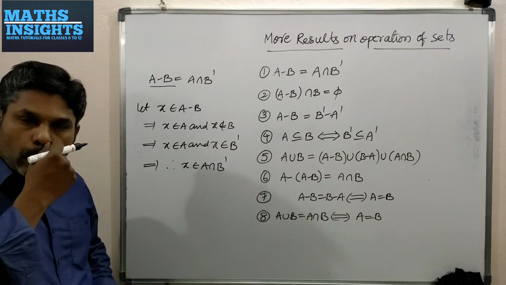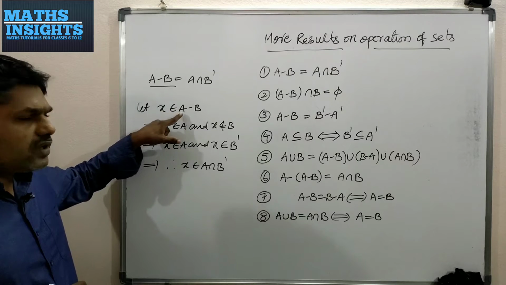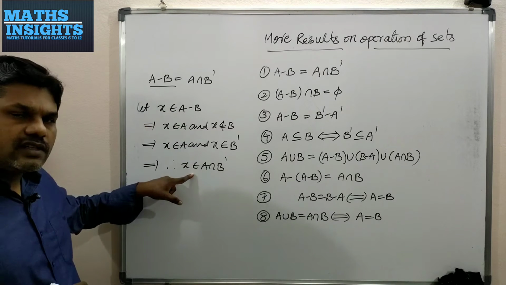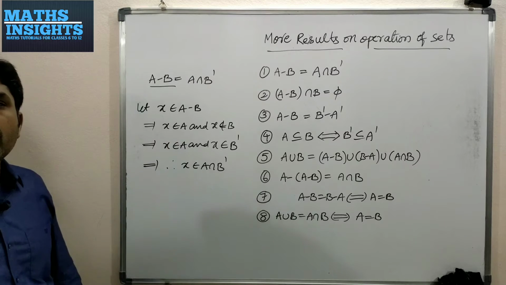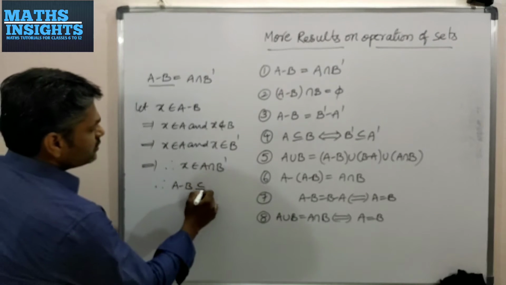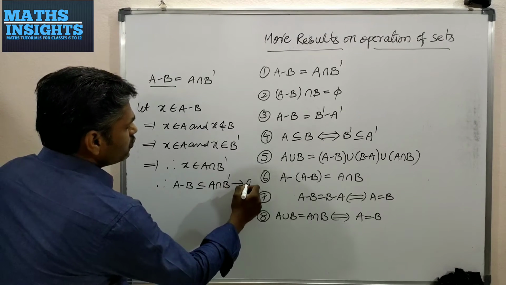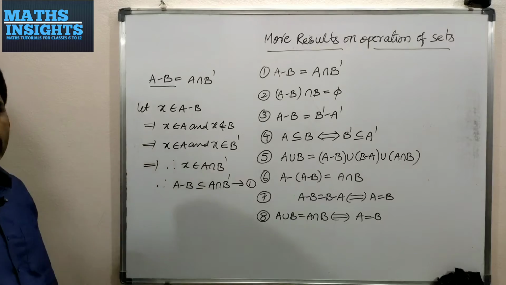Therefore as per the rule of subset, if the element is in the first set and it's also in the second set, then the first set is subset or equals to the second set. Therefore a minus b is subset or equals to a intersection b dash. Let us assume this as equation 1.